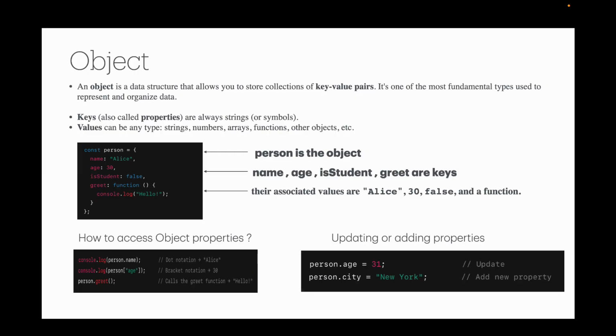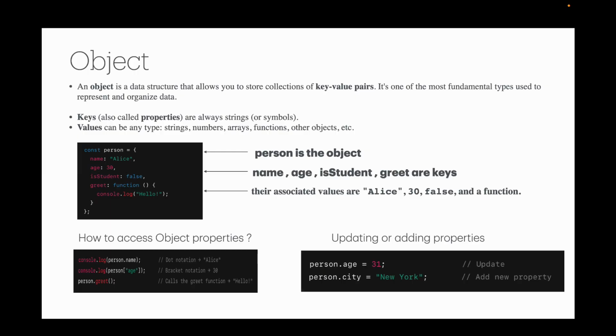We can also update or add properties to an object. How are we going to do that? If you want to update this age, right now the age is 30 for this person, and I want to update it to something else, we can do it using person.age = 31. If you can see in the example, it will update this age key to 31. The next time you print person.age, it will return 31 and not 30.